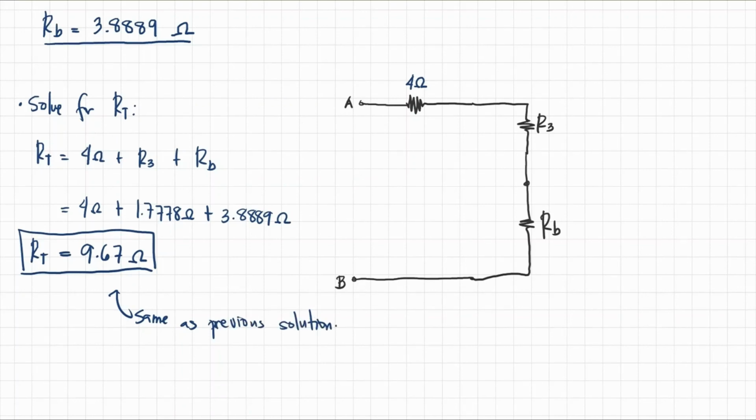So we can now observe, or we have proven, that we can actually calculate it in two ways. We can calculate it in delta to Y or Y to delta. It really depends on the network provided. So I hope that you've gained knowledge in simplifying networks that involve Y or delta connections, by using the transformation formula or conversion formula from Y to delta and vice versa.